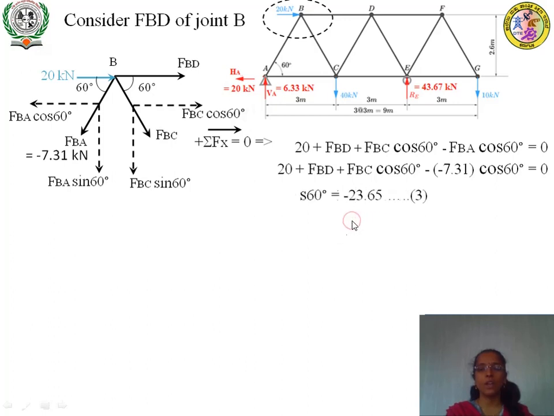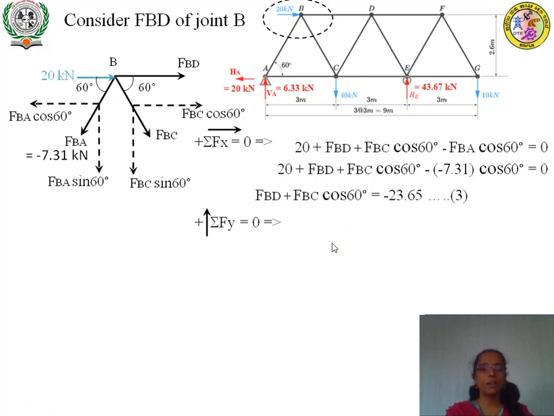So if you simplify it, it will be FBD plus FBC cos 60, that is equal to minus 23.65. Okay, so this is plus and this will be also plus, therefore it will be minus 23.65. You can take it as equation 3. Okay, now let us apply sigma Fy equals 0.